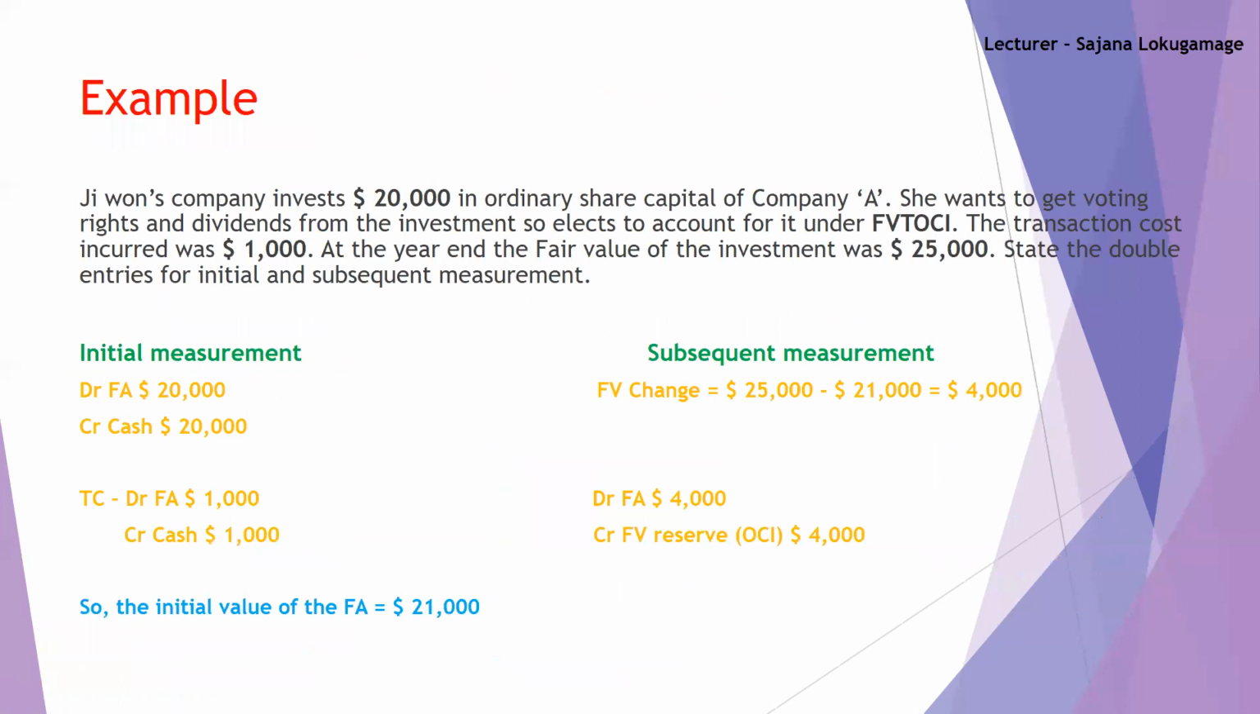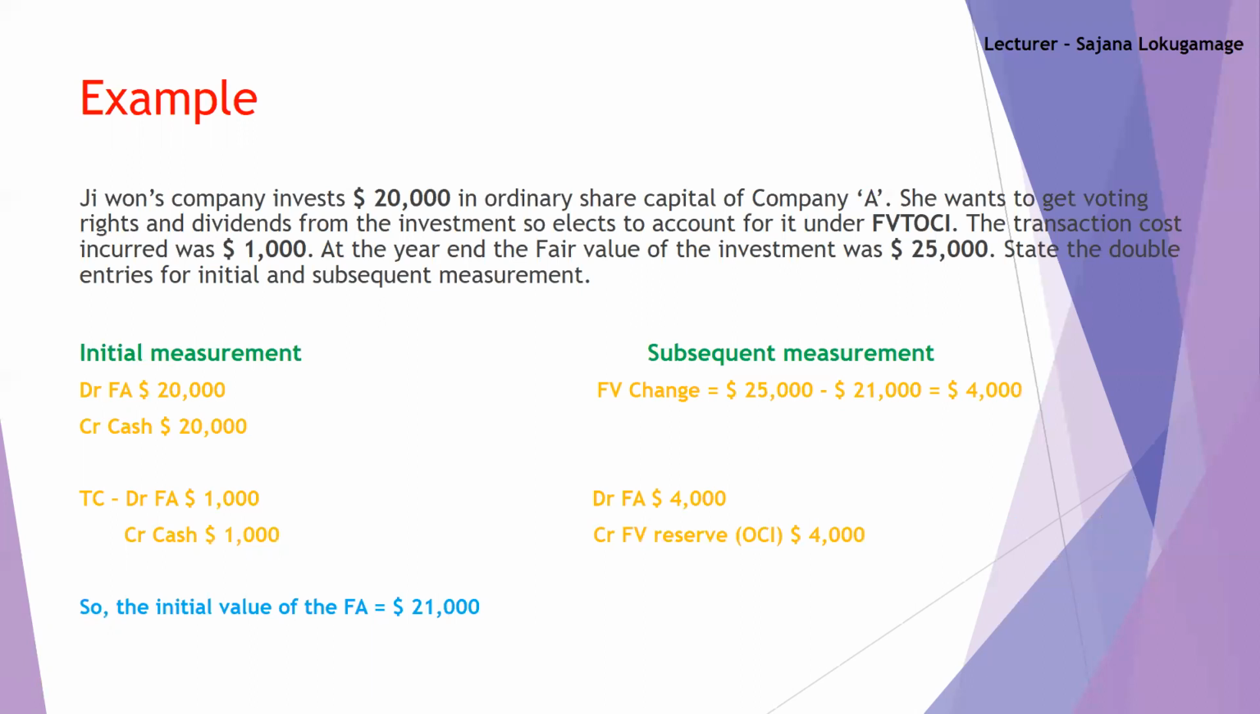Now let's look at an example, guys. Read through the example with me. Jivon's company invests $20,000 in ordinary share capital of company A. She wants to get voting rights and dividends from the investment, so elects to account for it under FVTOCI. The transaction cost incurred was $1,000. At the end of the year, the fair value of the investment was $25,000. State the double entries for initial and subsequent measurement.